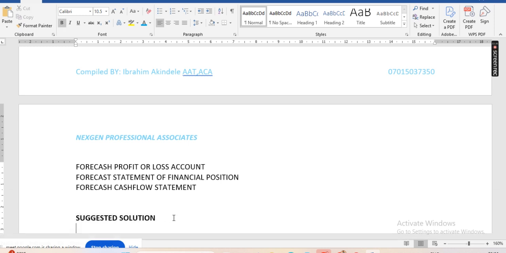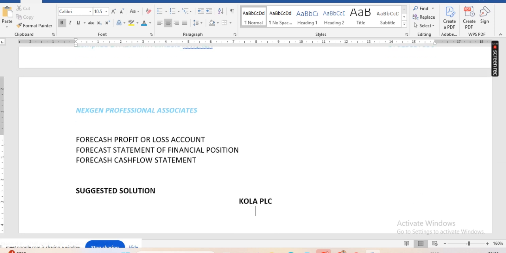Suggested solution. Color PLC. Right? Forecast income statements for which months? For 31st March, right, class?